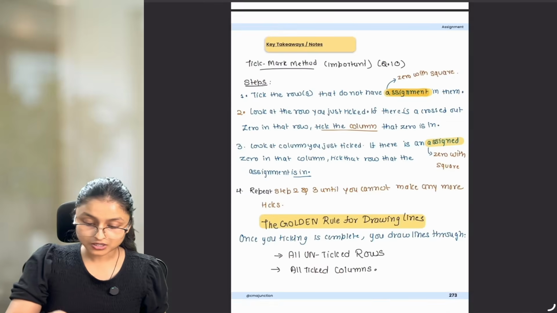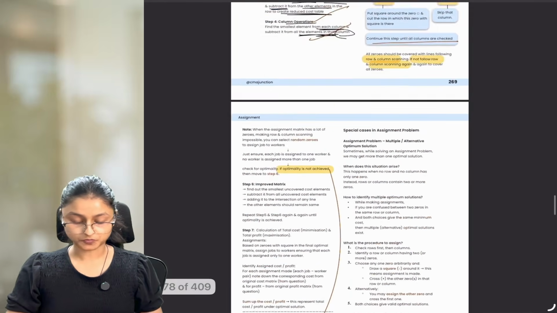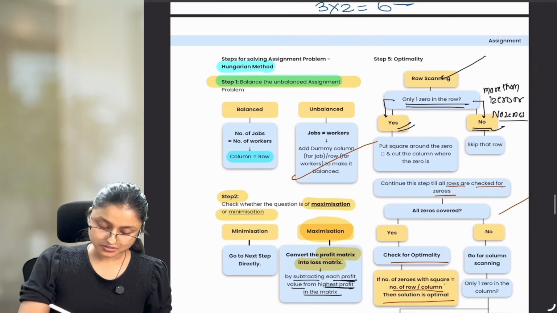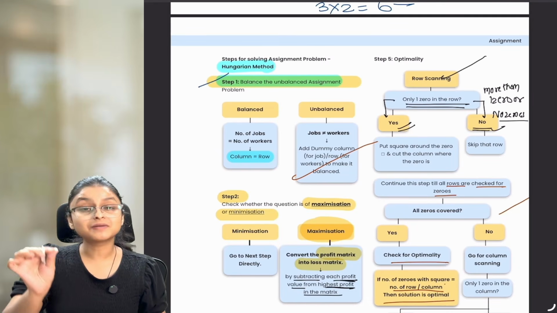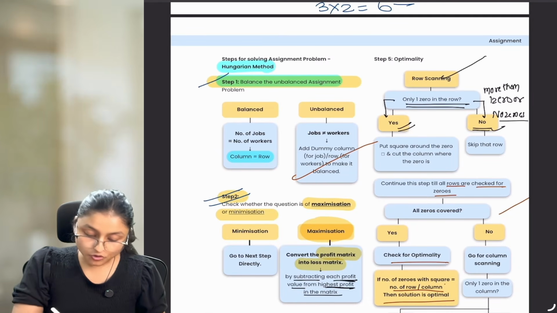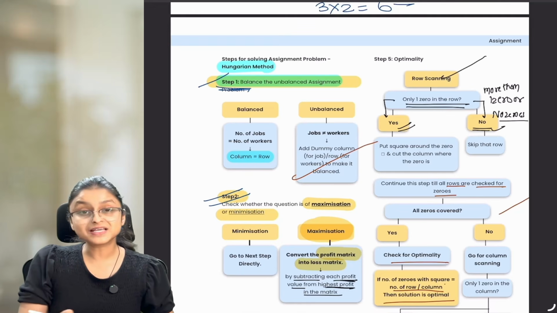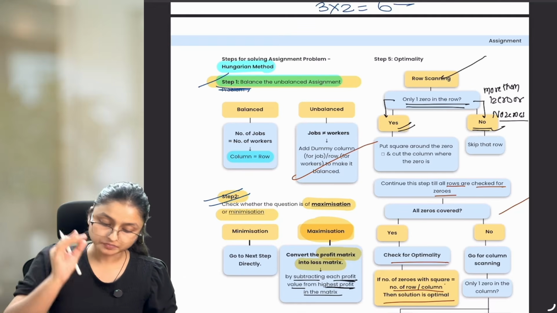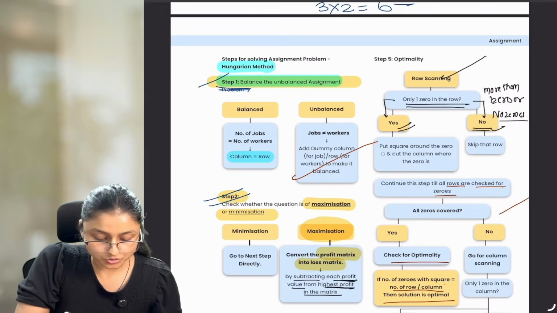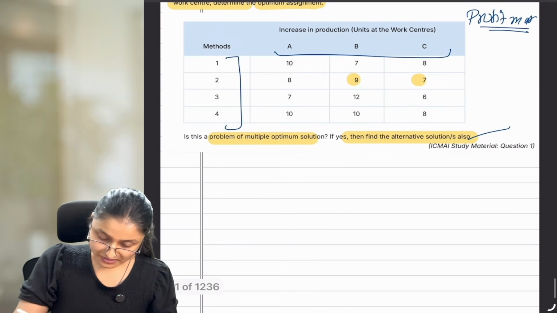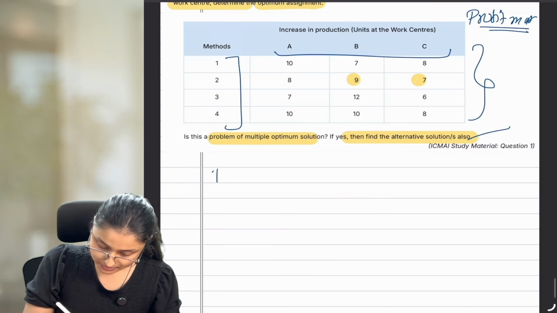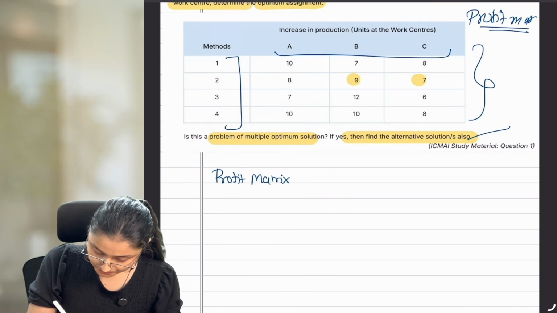Remember, always follow the steps which are given to you. Always. First, step number 1, that is balance the unbalanced scenario. Then only go for minimization or maximization. Okay? That is why this step has been written first, because balancing is the first thing which you have to do. So here, if I have to do balancing first, then I have to make this table again. And this is my profit matrix which I am making again so that I can balance it.